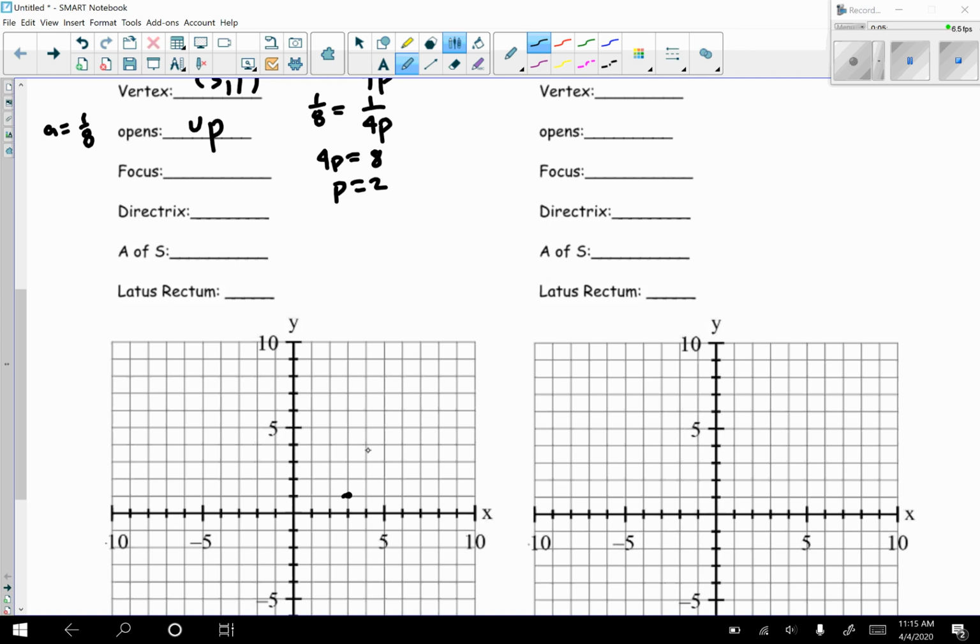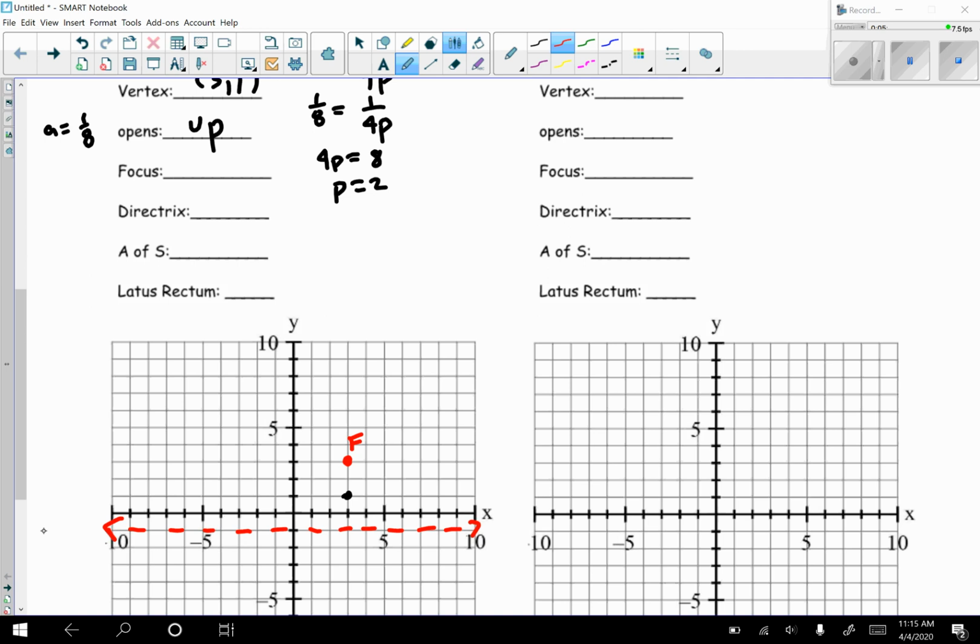Now that I have my vertex, I know that my graph is opening up. So remember, your focus is always on the inside of your parabola. So if my p-value is 2, that means I'm going to count up 1, 2, and that has to be where my focus is because it has to be on the inside of my parabola, and the directrix is down 1, 2. And so the directrix is a horizontal line because remember, it doesn't cross through the parabola.